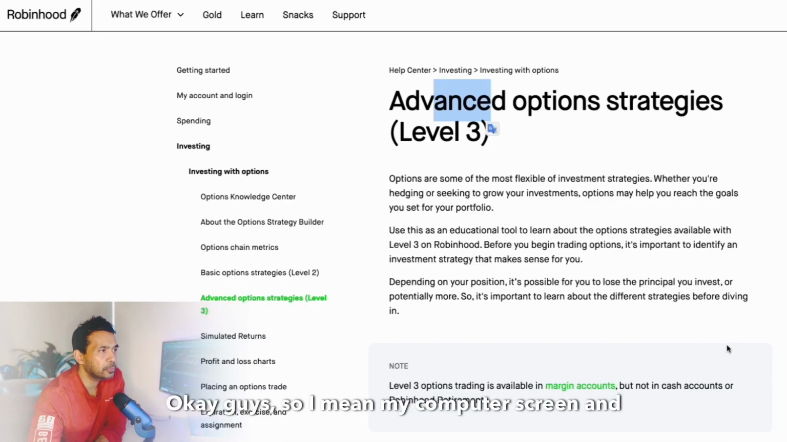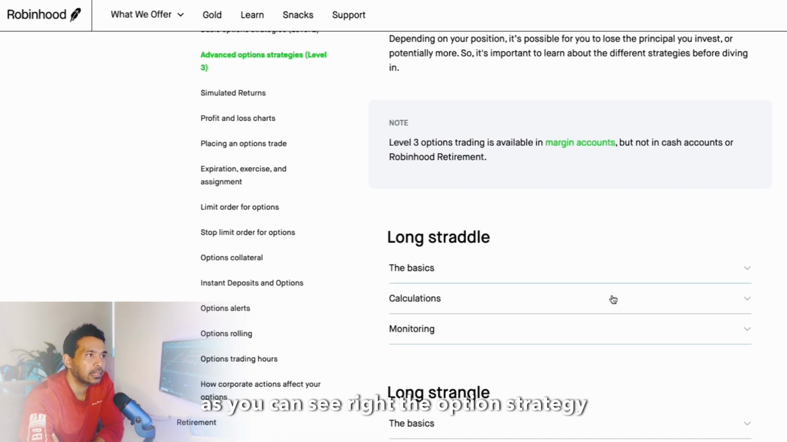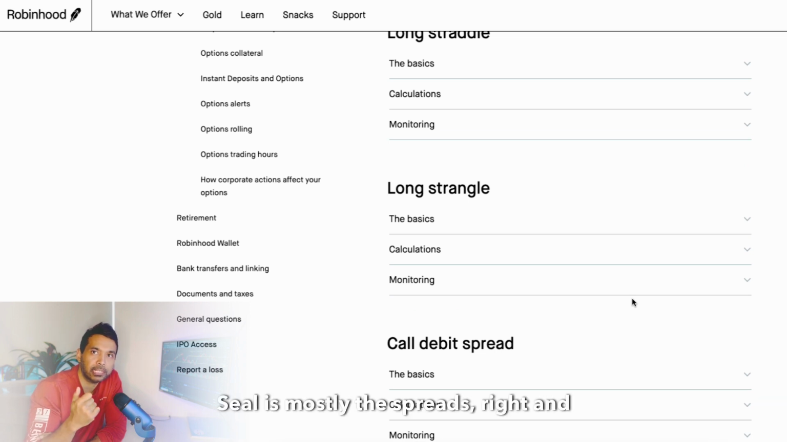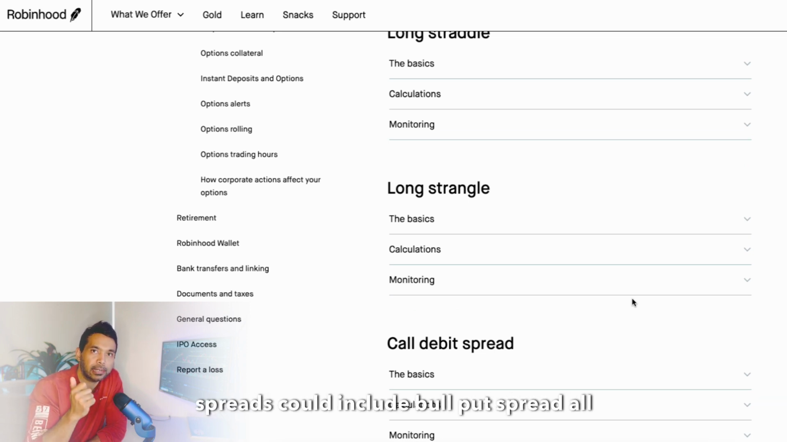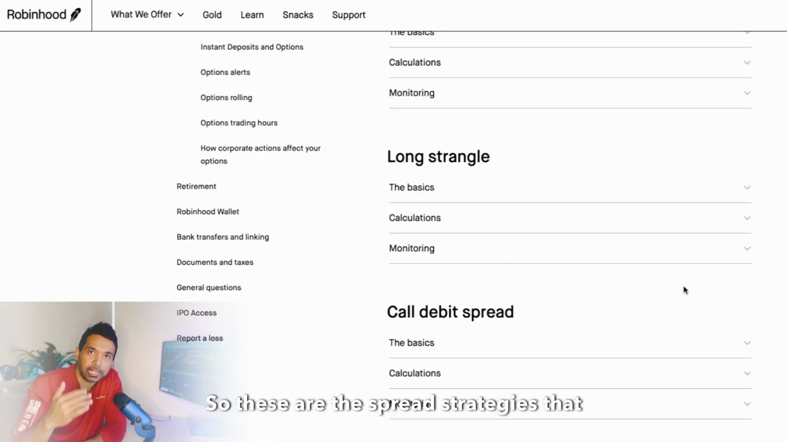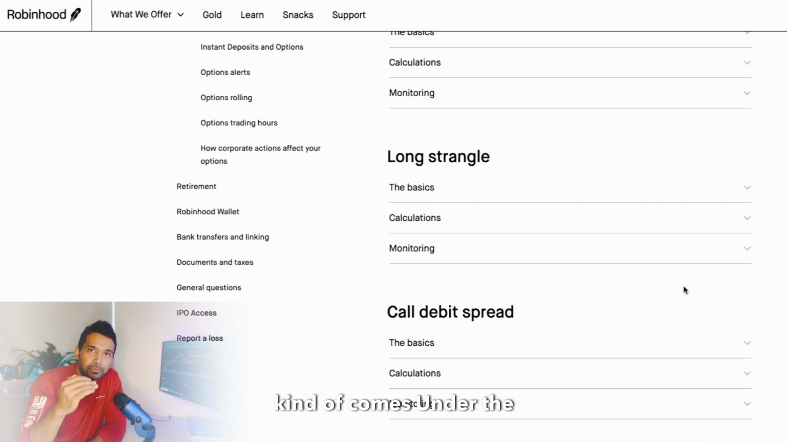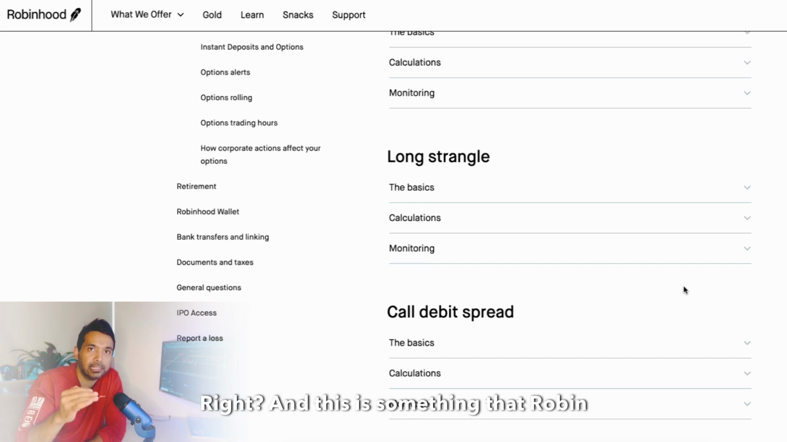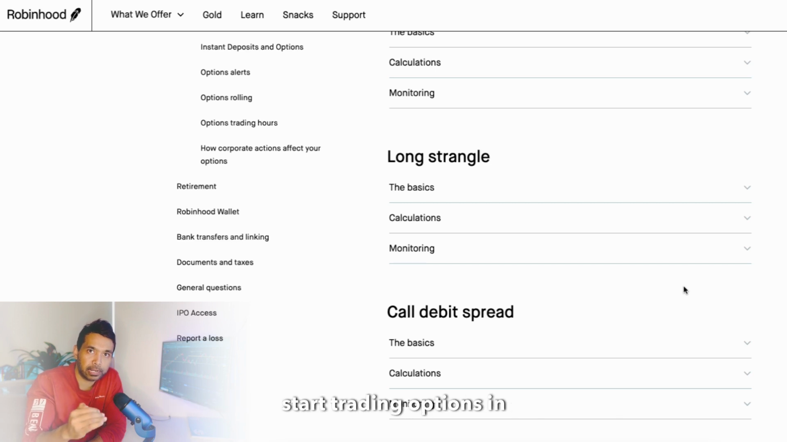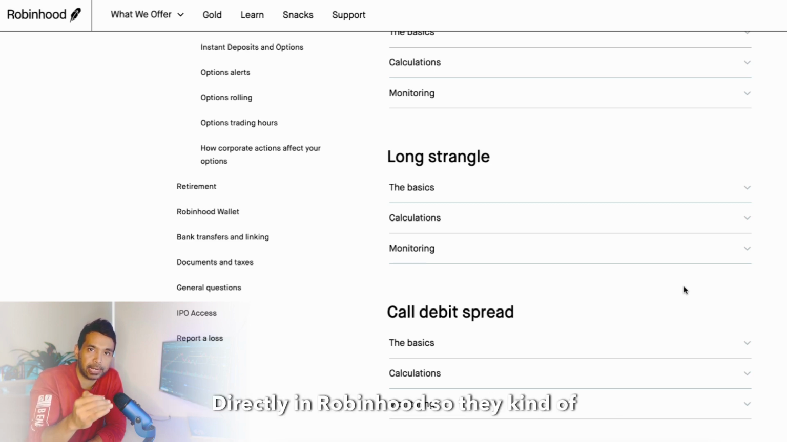Okay guys, so I'm on my computer screen, and as you can see, the level 3 option strategies basically give you mostly the spreads. Spreads could include a bull put spread, a bear call spread, and a call debit spread. These are the spread strategies that come under the umbrella of advanced option strategies, and this is something that Robinhood does not approve you for when you start trading options directly in Robinhood.